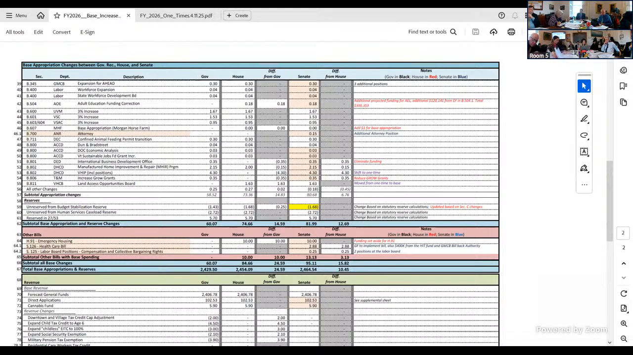Okay, so line 55 is the Land Access Opportunities Board. The governor had this in one-time and the House moved this to the base. And all other changes, this is net of everything else going on in the budget, other ups and downs. Bring it to balance. Then we have the subtotal of appropriation changes. The governor from the base had 58.52, the House was at 73.36, and this summary of changes proposed here is 80.86 million.